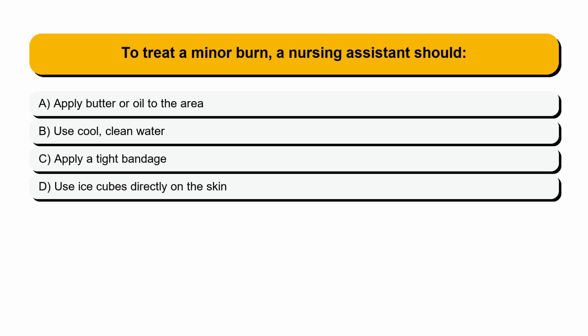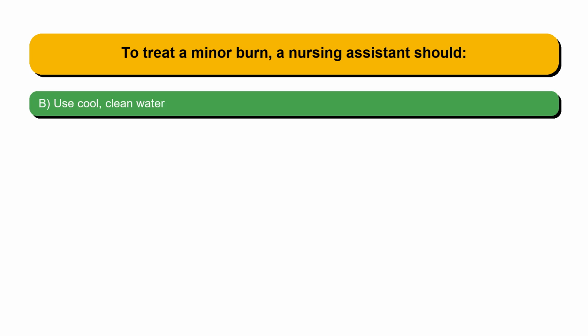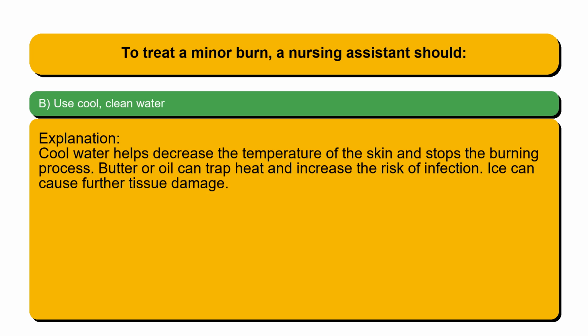Question 78. To treat a minor burn, a nursing assistant should option A, apply butter or oil to the area. Option B, use cool, clean water. Option C, apply a tight bandage. Option D, use ice cubes directly on the skin. The correct answer is option B, use cool, clean water. Cool water helps decrease the temperature of the skin and stops the burning process. Butter or oil can trap heat and increase the risk of infection. Ice can cause further tissue damage.